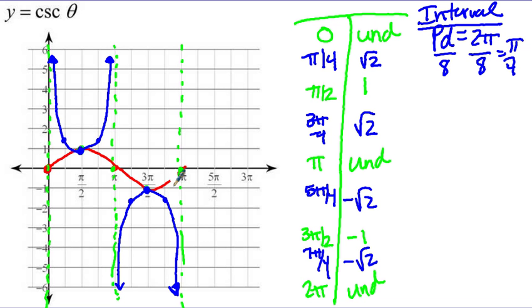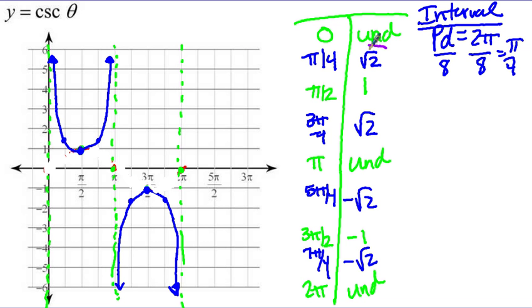Because I want you to be able to see what cosecant looks like independent of sine, because you're not going to be graphing sine every time you graph cosecant. That was just to kind of show you how we're getting our values and kind of where we're starting from. Okay, so that is what the graph of cosecant looks like as the parent function.